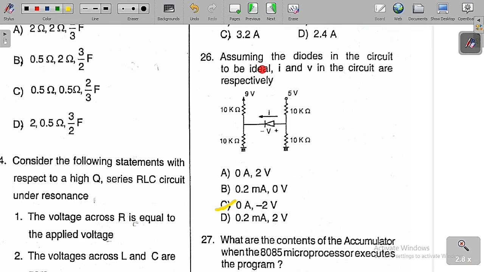Now we are going to solve another question. See the question here. Assuming the diodes in the circuit to be ideal, I and V in the circuit are respectively. In this question, the diode is given as an ideal diode, and we have to find the value of the current I and the voltage V. This is the current direction I and this is the voltage polarity V. Out of these four options, option C, 0 ampere and minus 2 volt, is the correct solution. So let's solve this numerical.